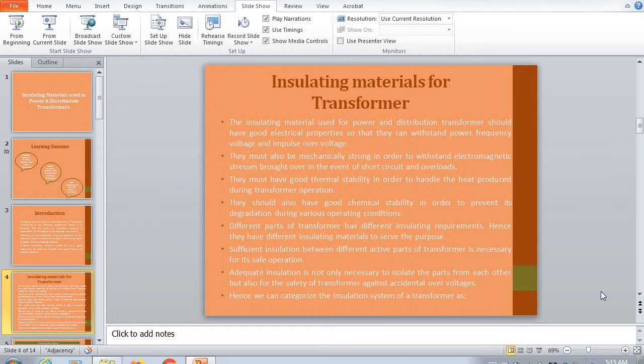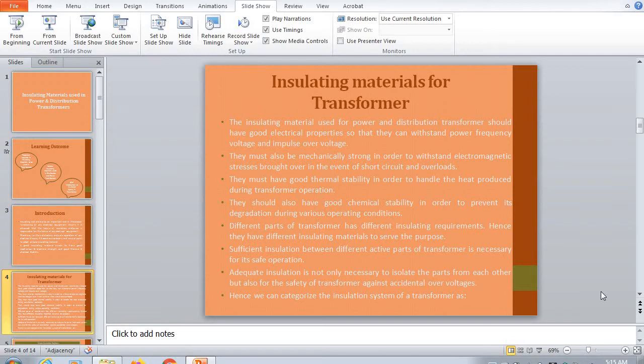Insulating materials that we use for transformers. The insulating materials used for power and distribution transformers should have good electrical properties so that they can withstand power frequency voltage and impulse overvoltage. They must also be mechanically strong in order to withstand electromagnetic stresses brought on in the event of short circuits and overloads. They must have good thermal stability in order to handle the heat produced during transformer operation, and also good chemical stability in order to prevent degradation during various operating conditions.